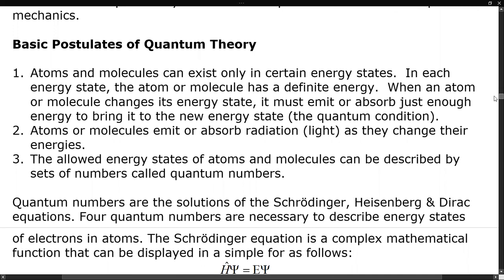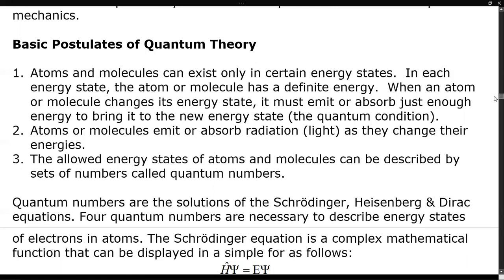So let's talk about the basic ideas. Atoms or molecules can exist in certain energy states. Each energy state of the atom or molecule has a definite energy. When the molecule changes energy state, it must emit or absorb just enough energy to bring it to the new energy state or quantum condition. That sounds a lot like Bohr's model of the atom, which we did in the previous presentation. And the second one's pretty similar too.